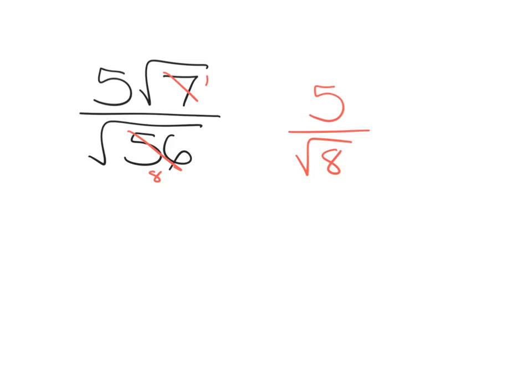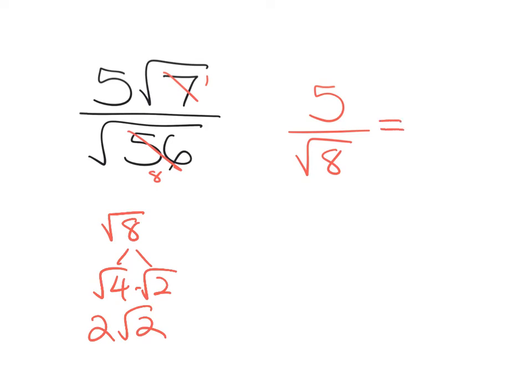So the square root of 8 is going to be 4 times 2, and then it'll become 2 radical 2. Everybody with me on that? The easier way to do it is just to multiply the top and the bottom by square root 2, and then it'll become square root 16. But let's just break this down first.